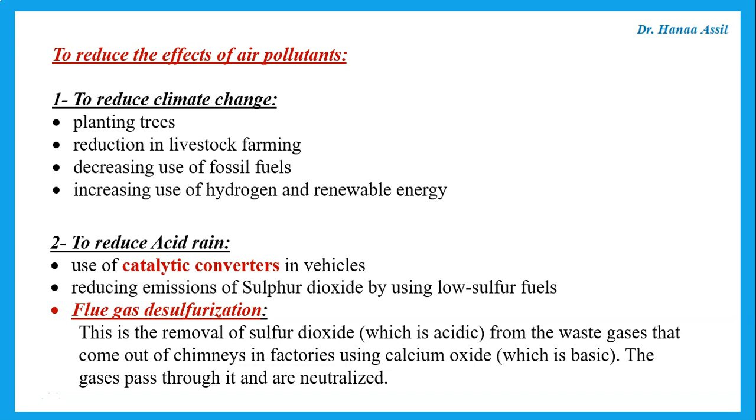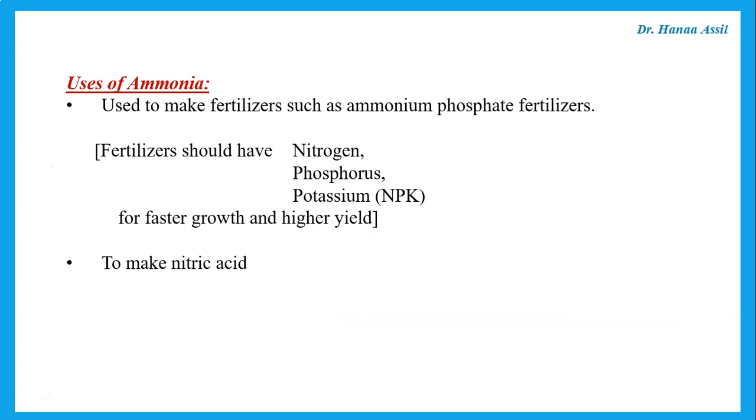To reduce acid rain, we should use catalytic converters in the car exhaust, reduce emissions of sulfur dioxide, so we burn fuels that have low sulfur, and flue gas desulfurization. Remember that flue gas desulfurization means removal of sulfur dioxide from the waste gases coming out of chimneys. So sulfur dioxide is an acidic gas. We put on the chimneys calcium oxide, which is basic. This neutralizes the gases that are coming out of chimneys.